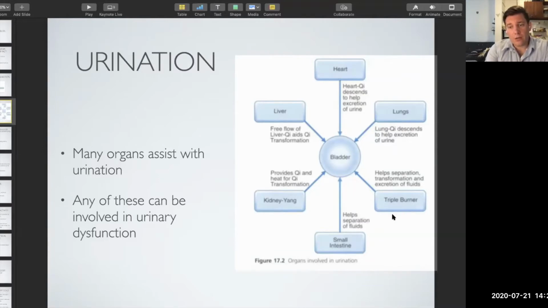The san jiao is going to help the separation, transformation, and excretion of fluids. We'll talk about the san jiao next, so don't worry about that for now. And the lungs are going to descend qi to help with the excretion of urination. So for example, if we look at an herb that all of you know, ma huang, it goes to the lungs and the urinary bladder.